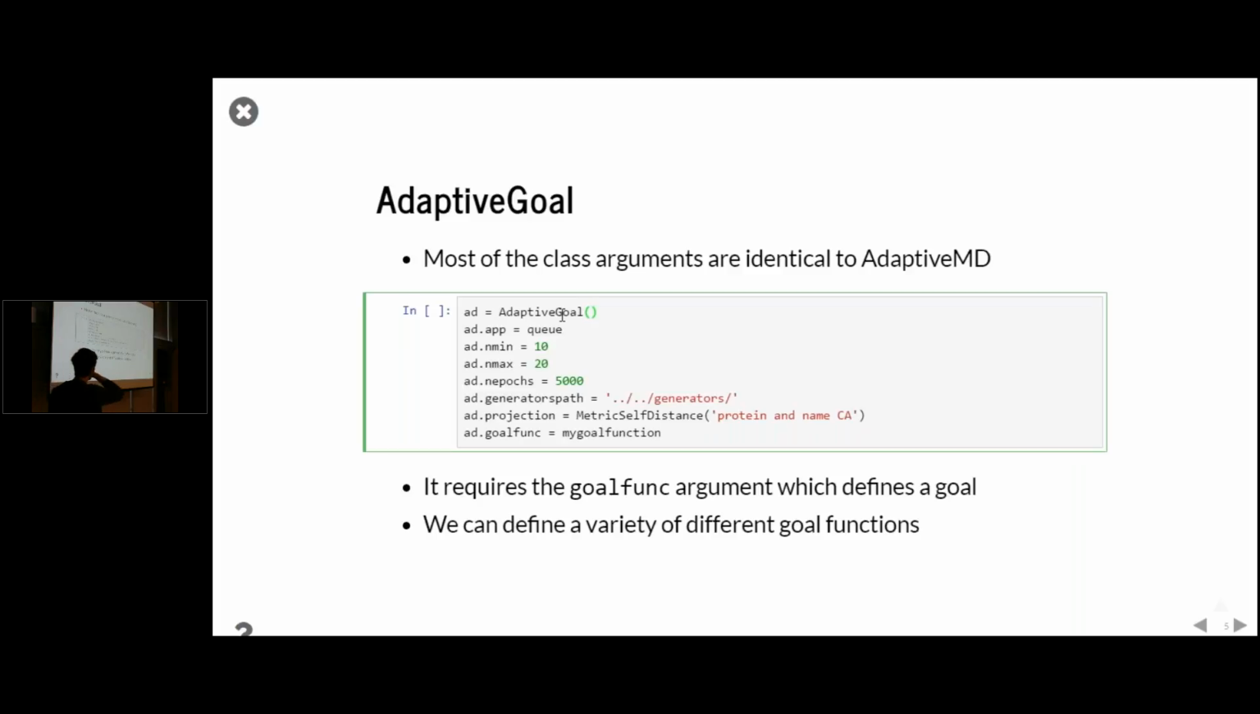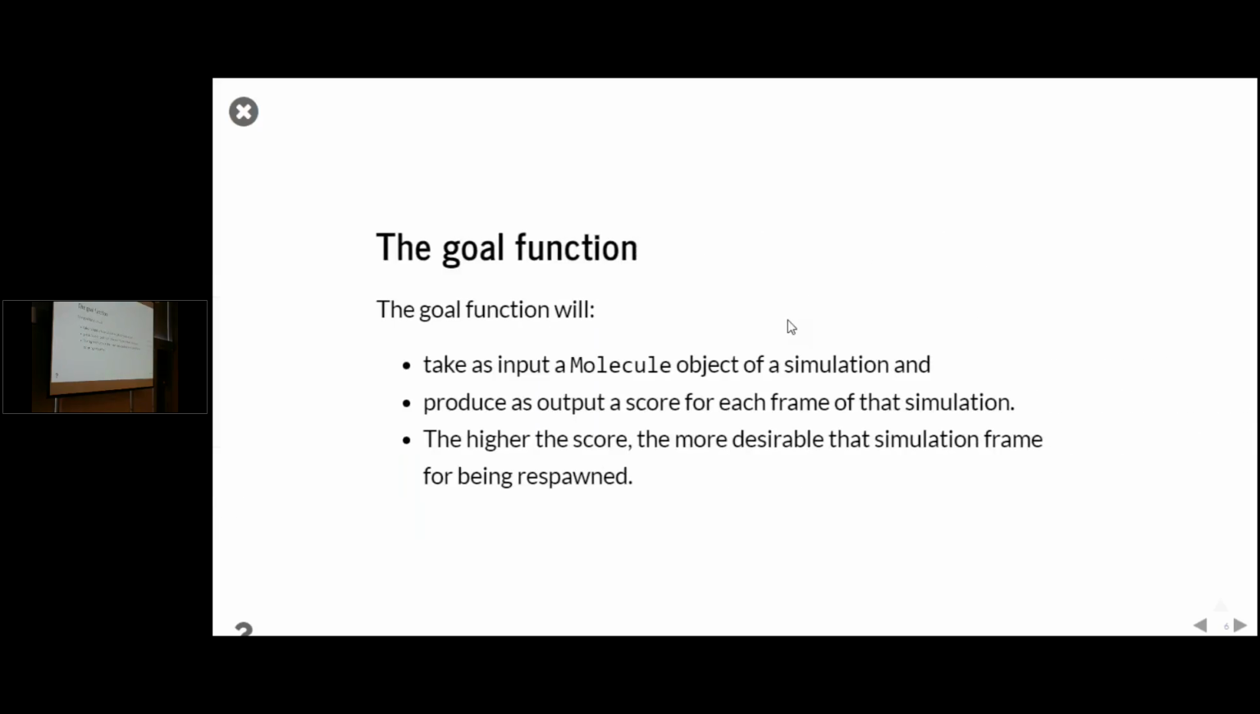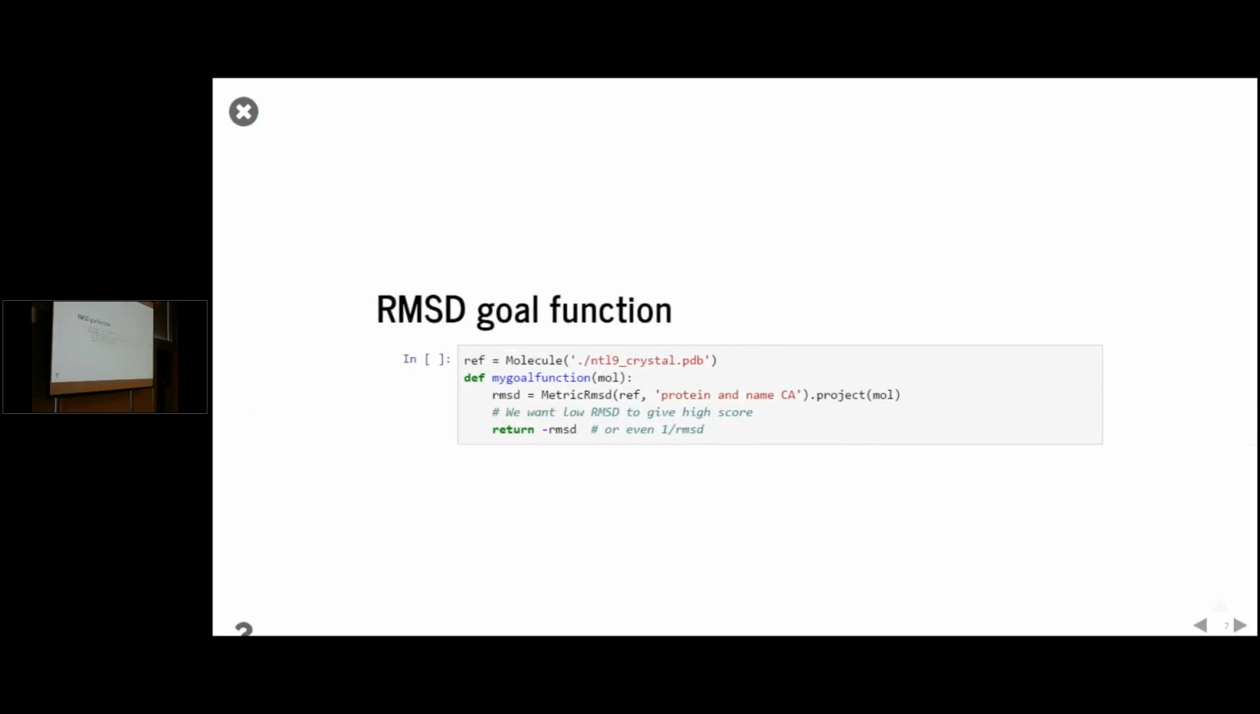You set the projection, but the new thing that you need to do here is that you need to define this goal function, which is the one that will give the score to all of your simulations. So let's look at some examples of this goal function. The goal function will take, as I said, as input a molecule object, and it will output a single vector, which for each frame of your simulation of that molecule object, it gives a score. It says, I like this one a lot, I don't like this conformation. I like that conformation, but not the other one. So the higher the score, the more desirable the simulation frame is for being respawned.